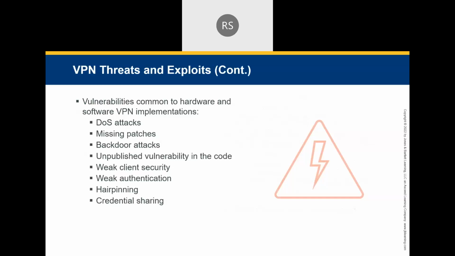Now, hairpinning occurs when the traffic is routed from a VPN client back to the VPN server, potentially exposing it to interception or manipulation. Finally, another threat is credential sharing. When your VPN credentials are shared among users or unauthorized individuals, this can lead to unauthorized access and also the compromise of sensitive data.